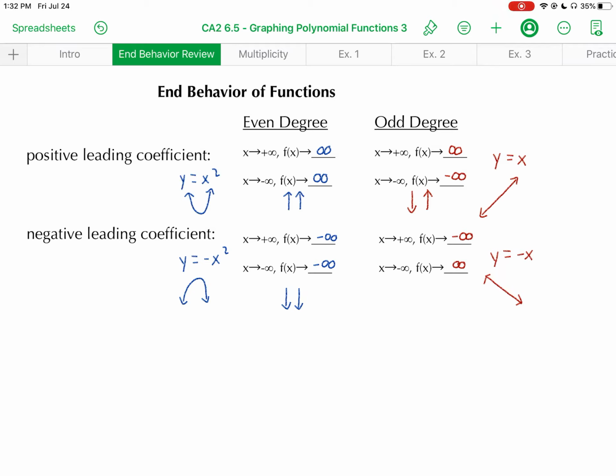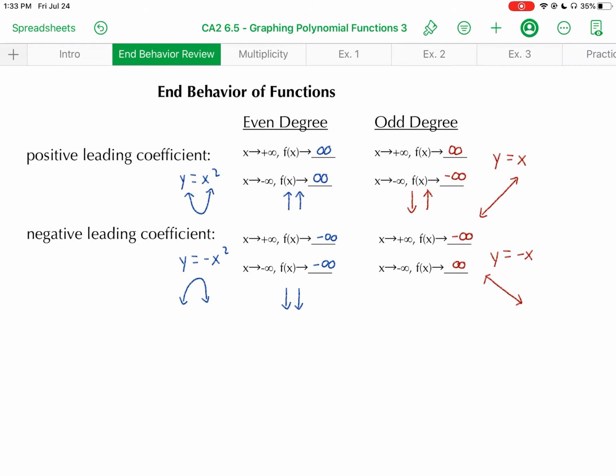We know end behavior is based on the degree of our function being even or odd, as well as the sign of the leading coefficient being positive or negative. So I have that all written out already here as a quick review. You can reference this at any time as we work through our examples, okay?